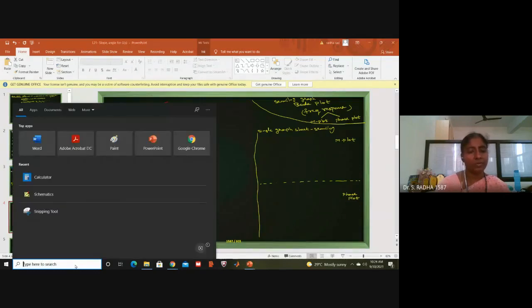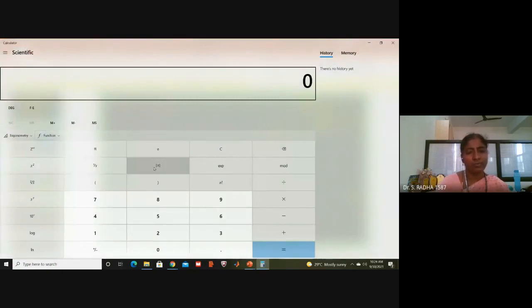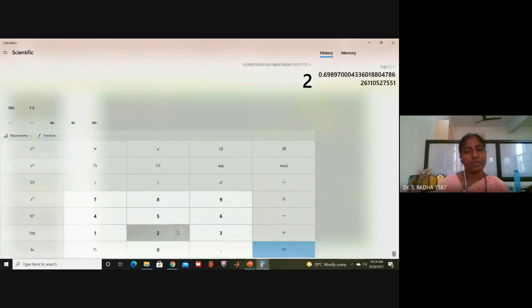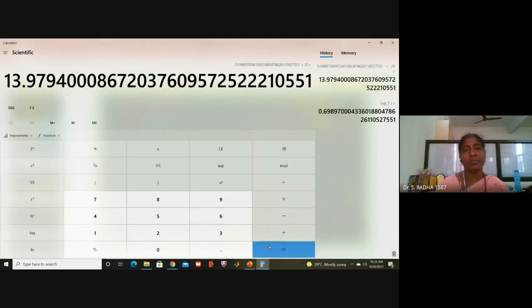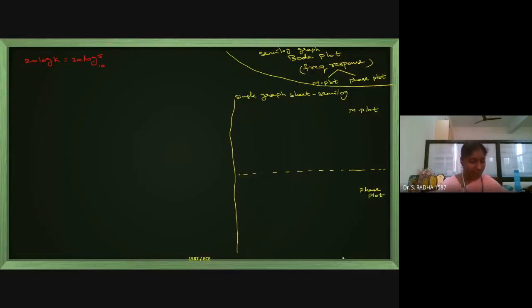Log 5, I need the value. So what I will do, 5, then apply log, equal to, then 0.69 will come, into 20. Press equal to, this is the final answer, 13.97 or 98, approximated value 13.98. I applied 20 logarithm 5 and the value I got is 13.98.